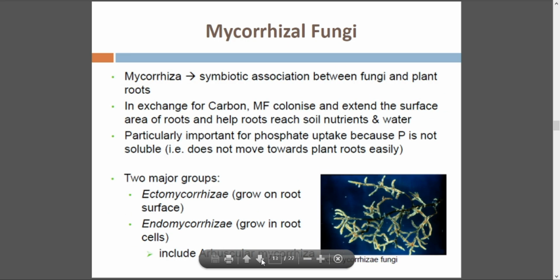We also talked about mycorrhizal fungi, which is very important in formation of associations with plant roots. So this is particularly important for phosphate uptake within the soil. By forming this symbiotic association, the hyphae of the fungi help to increase the surface area for uptake of this particular nutrient.